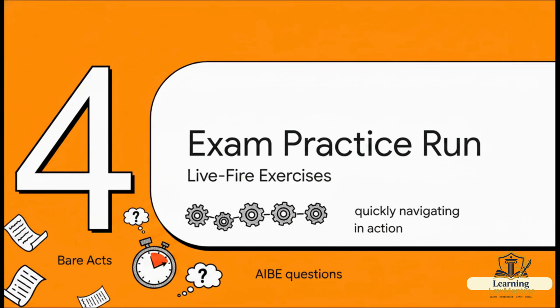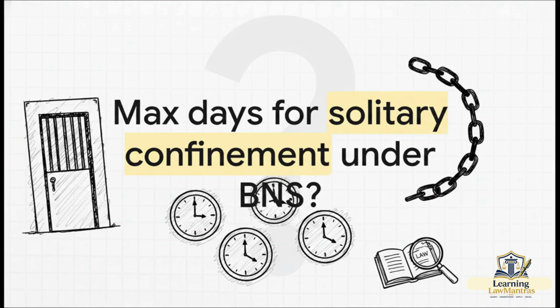Let's see this in action. Time to put this engine to the test. Here is our first live-fire exercise. Under the Bharatiya Nyaya Sanhita 2023, what's the maximum number of consecutive days an offender may be kept in solitary confinement? Your options are 7, 10, 14, or 21 days.